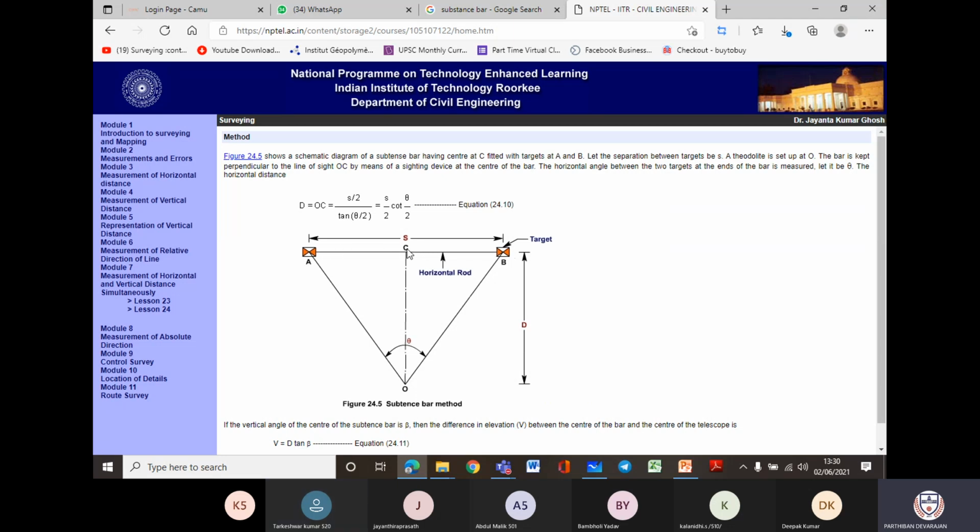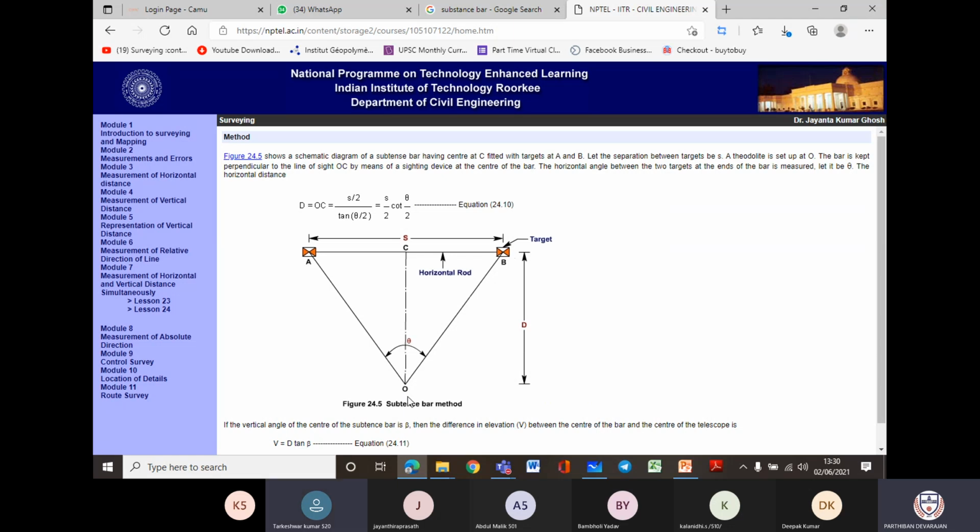From here to here, how much distance? From here to here, how much distance? You need to measure this before setting up the instrument. The bar is perpendicular to the line of sight OC. At the point O you are fixing your tachometer or theodolite.